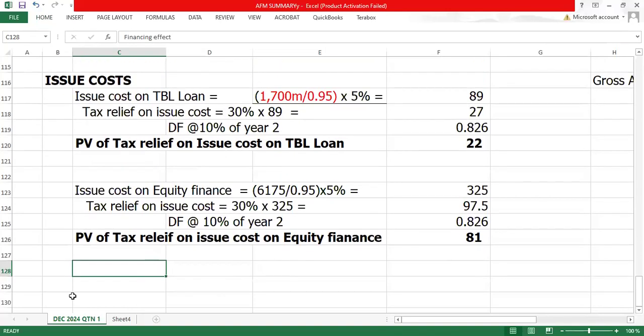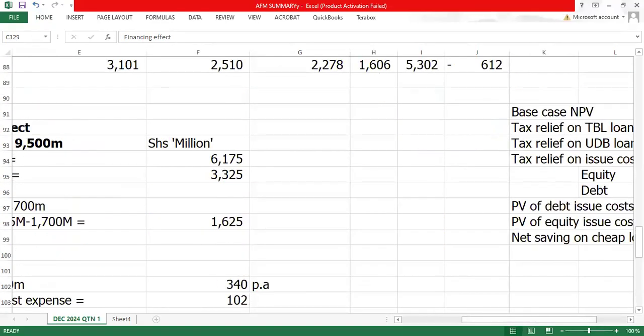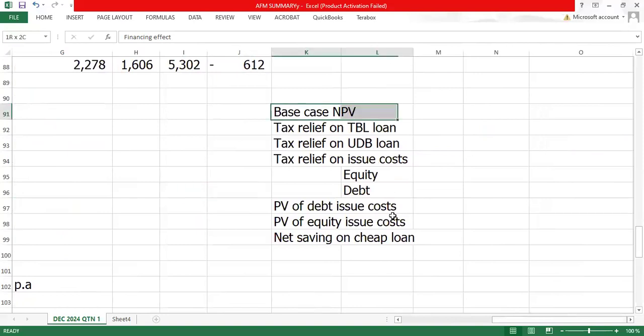What else? Do you have cheap loan? If you have cheap loan, look at cheap loan. Cheap loan is like the subsidized loan. The cheap loan. Just master that as you deal with the APV. These are the things that you need.